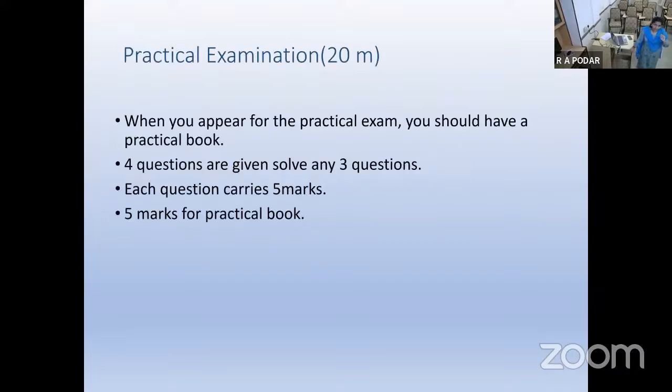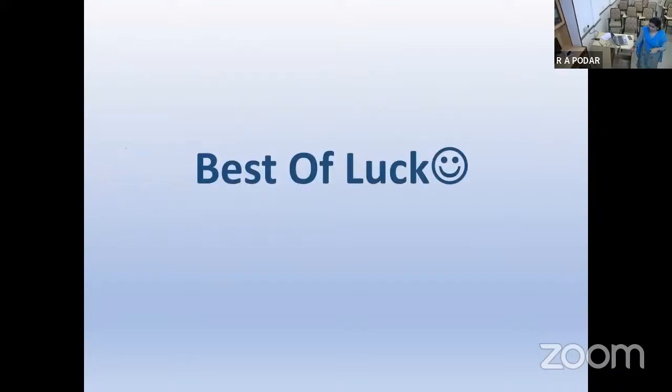In the practical exam question paper, you have 4 questions from section 1 and section 2. Solve any 3 questions, that's your choice. 5 marks for each question, so the question paper is of 15 marks. Bring the practical book, it also has importance, for that you have 5 marks. So the practical book is very important at the time of the practical examination. All the questions will come from the practical book, so prepare for that. That is also your revision for the maths paper. So all the best for the practical exam as well as your final exam.